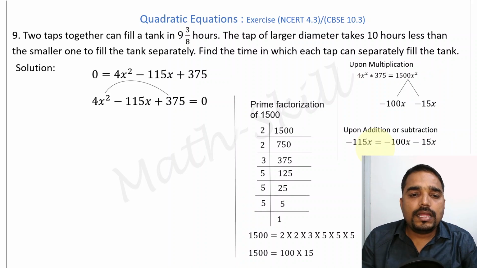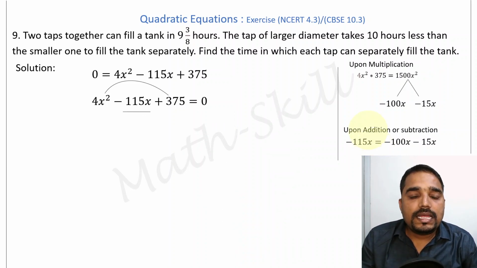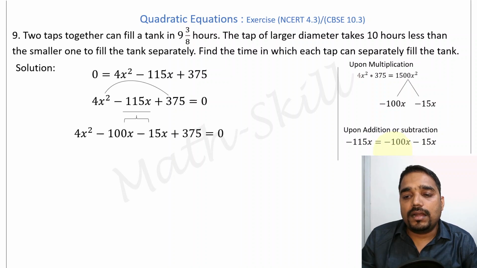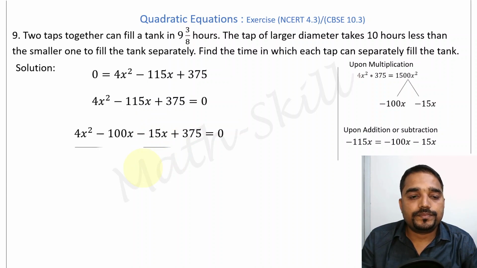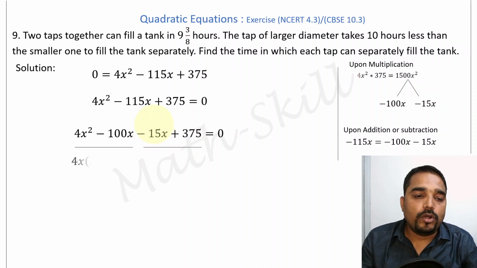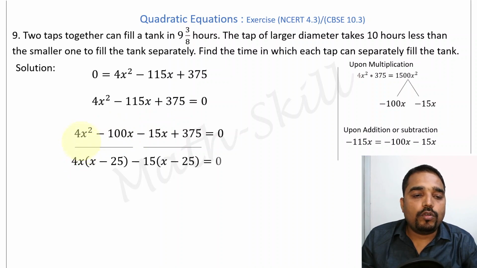So, with this, let us replace the middle term minus 115x with the two selected terms, minus 100x and minus 15x. That is, minus 115x is split up into two terms, minus 100x and minus 15x. Now let us take common between the first two terms and the last two terms. Out of 4x square and minus 100x, I can take 4x common. Out of minus 15x and plus 375, I can take 15 common. Upon taking common, 4x out of 4x square and minus 100x, I would be left with x minus 25. Also, minus 15 into x minus 25 equals 0.